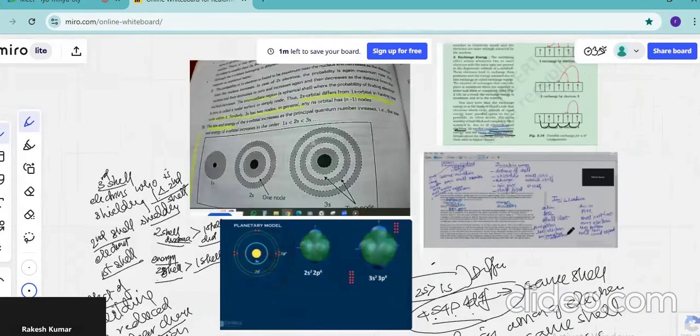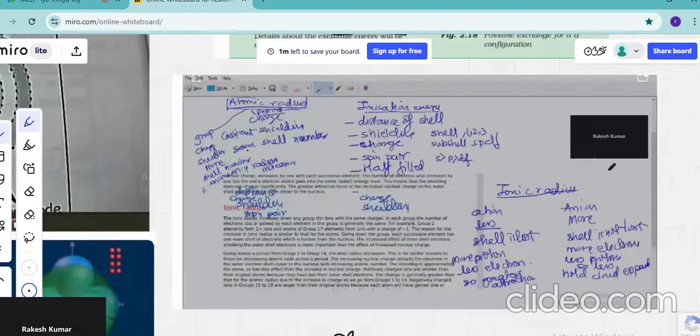So all these points you should know, because when you explain ionization, you have to explain distance, the shell distance, the shielding, the effective charge, the spin pair repulsion, which is kind of a shielding, and half filled, and the charge shielding within the subshells also. Now in ionic radius, like there is atomic radius, there is ionic radius.